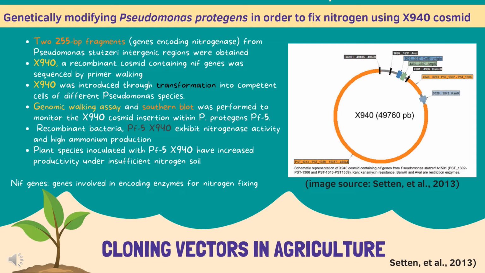X940 was introduced through transformation into competent cells of different Pseudomonas species. Genomic walking assay and Southern blot were performed to monitor the X940 cosmid insertion within P. protegens Pf-5. Recombinant bacteria Pf-5 X940 exhibit nitrogenase activity and high ammonium production. Plant species inoculated with Pf-5 X940 have increased productivity under low nitrogen soil.